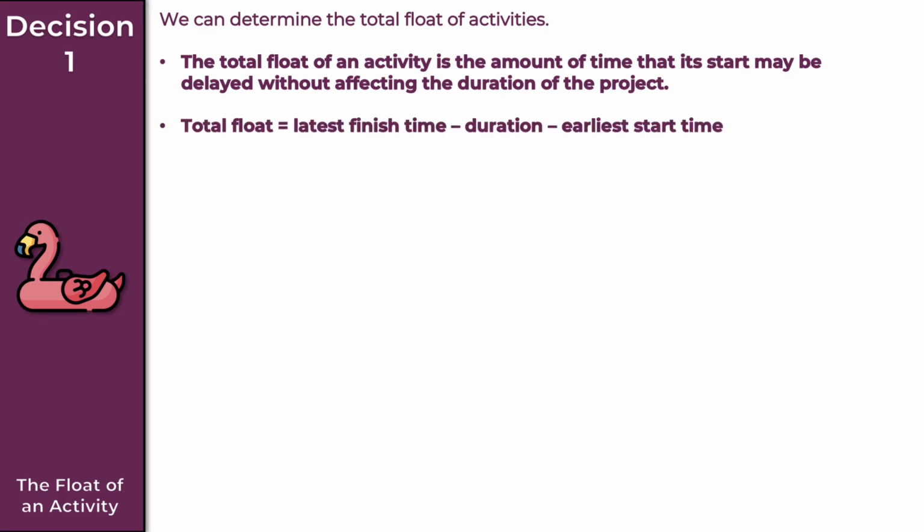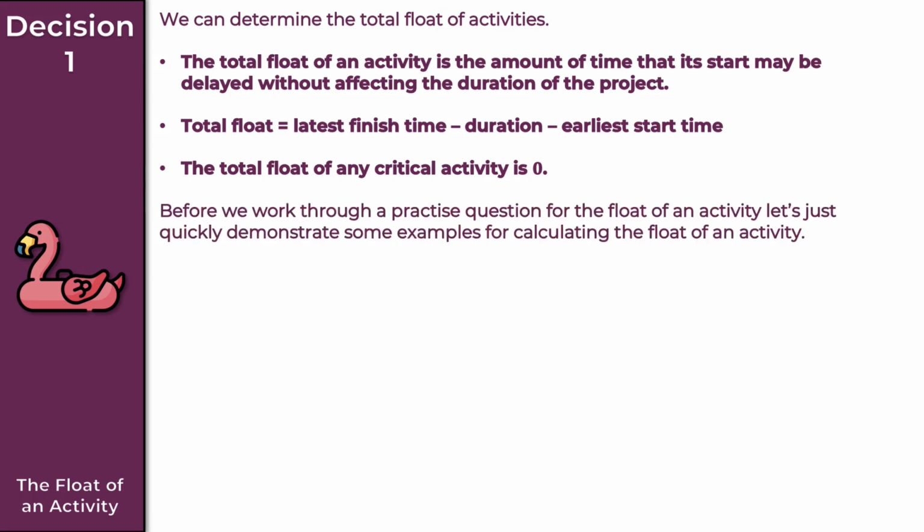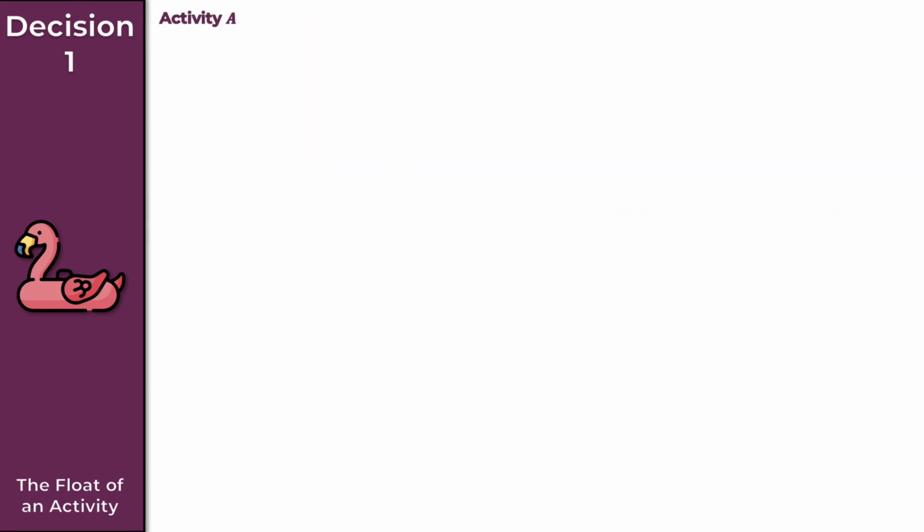So in that case, the total flow is equal to the latest finish time minus the duration minus the earliest start time. And the total flow of any critical activity is always zero, and that's an important point to be aware of. Now, before we work through a practice question together for the flow of an activity, let's just quickly demonstrate some examples for calculating the flow of an activity. And then finally, to finish with, let's just run through 3 examples for finding the flow of an activity.